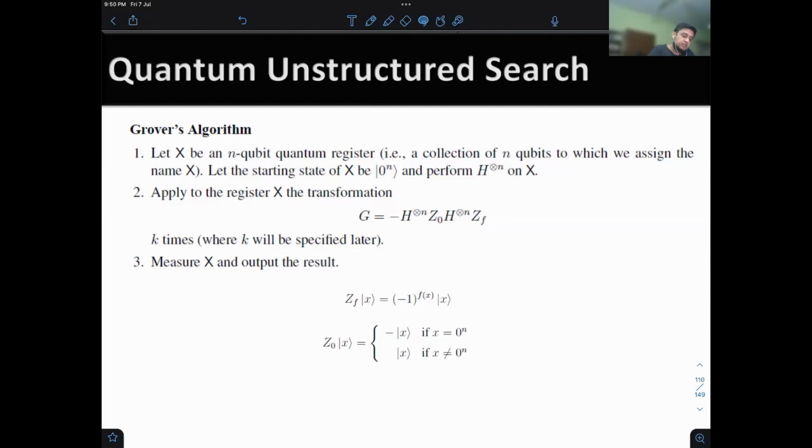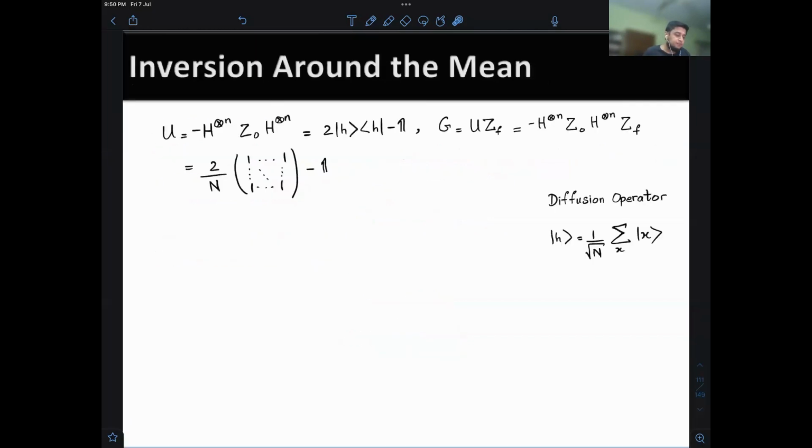Quick recap, this was the structure of Grover's algorithm. Apply Hadamard to our initial all zero states. Apply this specific transformation for Grover's algorithm, k number of times, and then measure. We identify two different specific entries here, Z0 and ZF. Z0 we'll have more to talk about today. ZF is the oracle for the function that we're interested in. All right, and so we are going to do a little bit of playing around with the G.